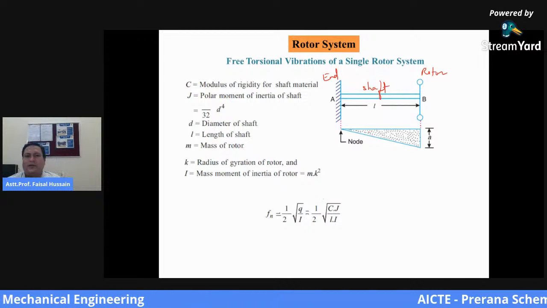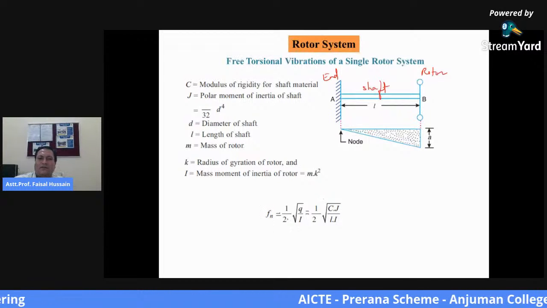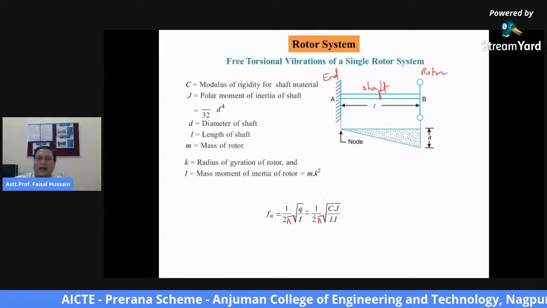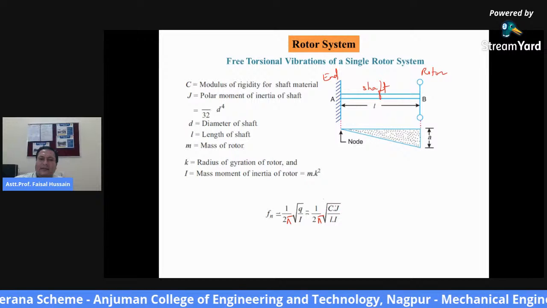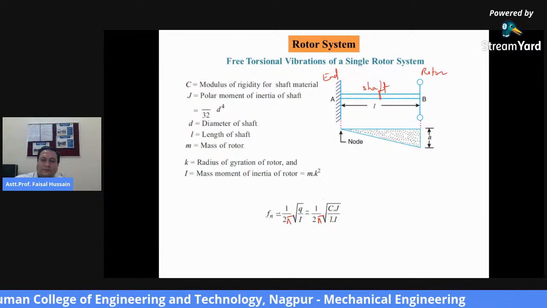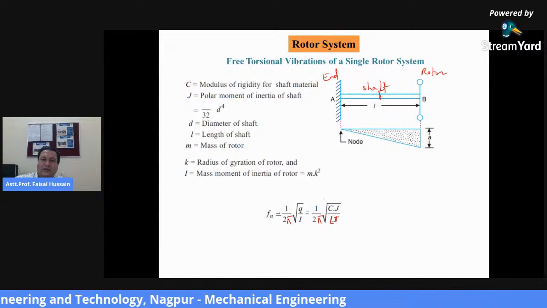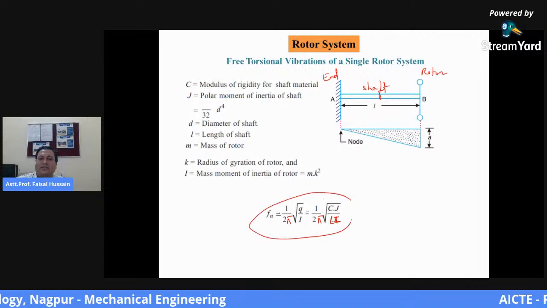So what will be the frequency? Frequency we have seen, Fn is 1 upon 2 pi under root Q by I, and instead of Q, I can write Cj upon L. This is your L and this is your I. So this is the equation.